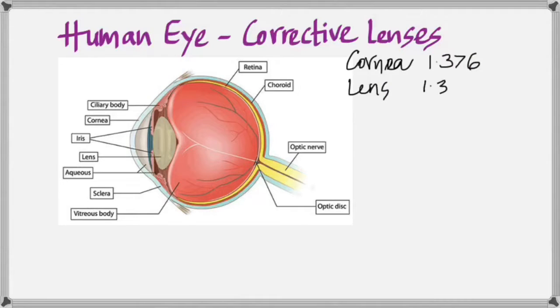Here are the refractive indices. The cornea is 1.376. The lens can change its refractive index from 1.386 to 1.406. And I'll let you write that. The near point of the eye is the minimum distance at which you can read something. I'm talking about a normal eye.